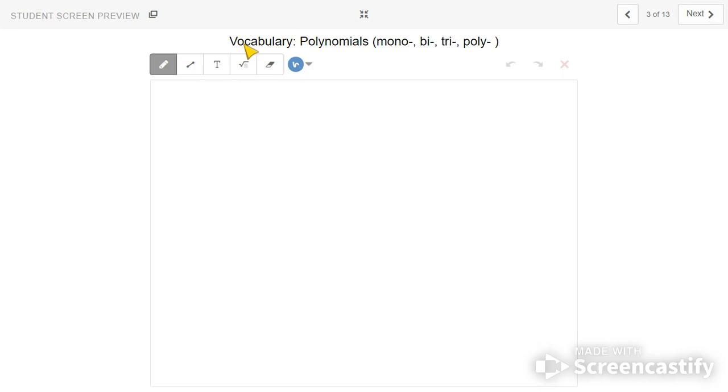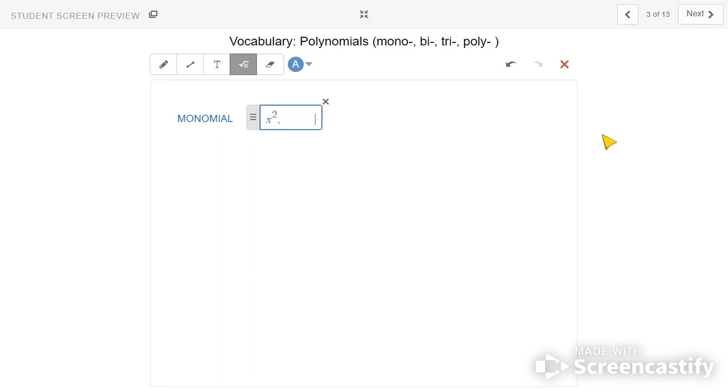Let's talk a bit about naming our polynomial based on the number of terms. These are some prefixes that we use to describe our polynomials. The prefix mono means 1, bi means 2, tri means 3, and poly means more than 1. So when I have a monomial, an example of a monomial would be something like x squared. It has one term.